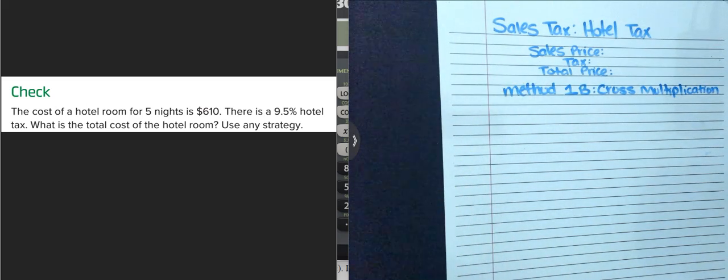So the cost of a hotel in this example, for a hotel room for 5 nights, is $610. There is a 9.5% hotel tax. What is the total cost of the hotel room?